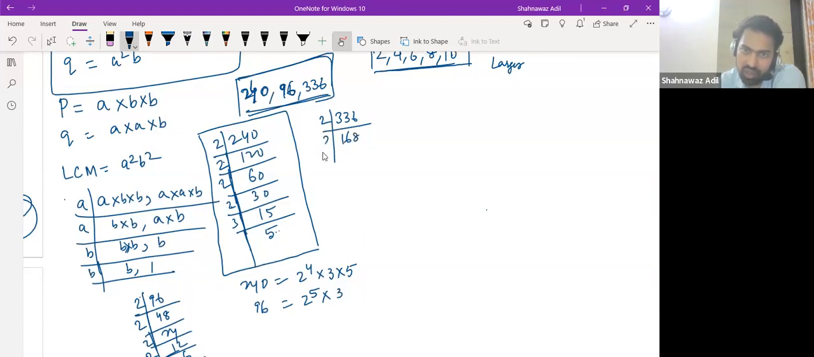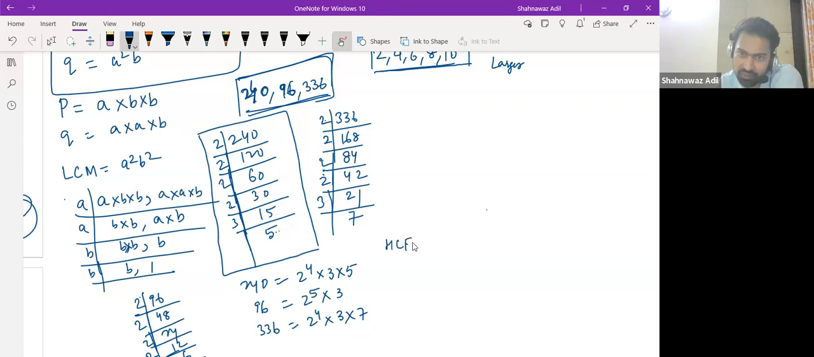And Tejasvi and Amina, what are you guys getting? Why are there so many multiples? So we have this 336. This is 1, 2, 3, 4. So 2 to the power 4 is there, and then into 3. So HCF is 2 to the power 4 into 3. 16 into 3, that is 48, right?